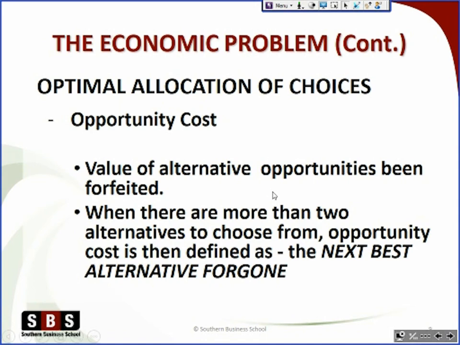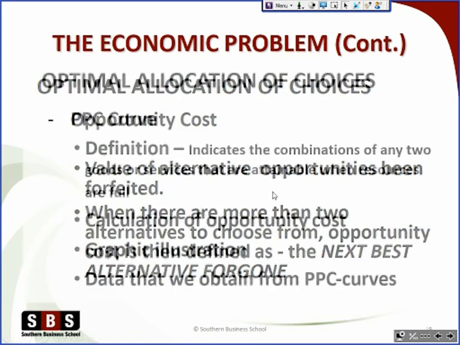And it explains there, when there are more than two alternatives to choose from, it is the next best alternative foregone. So you can only invest in one alternative, and it must be better than the other one. Otherwise, your opportunity is gone. That's what opportunity cost means. Everybody still with it? Okay, good.